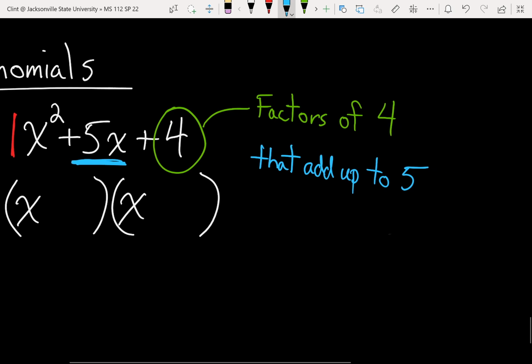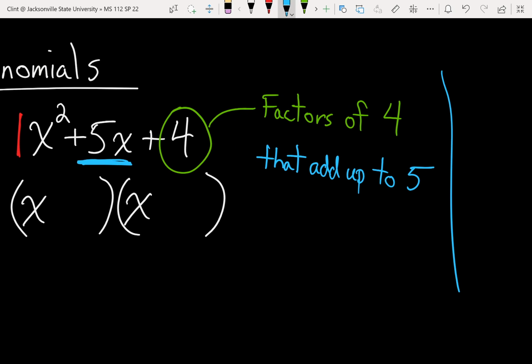We don't have a lot of factors of 4 that we have to check. We can go off and do scratch work on the side if we need. So factors of 4, what can we do? We can do 1 and 4, or we can do 2 and 2. So 1 plus 4 does give us 5. That's what we're looking for. The other one doesn't work, right? Because if we do 2 plus 2, we get 4. So 1 and 4 are the ones we're looking for. We can just fill those in. They're both positive, right? So plus 1.